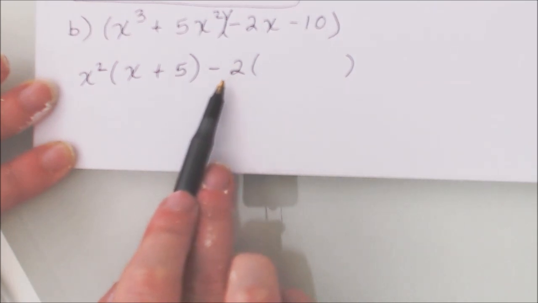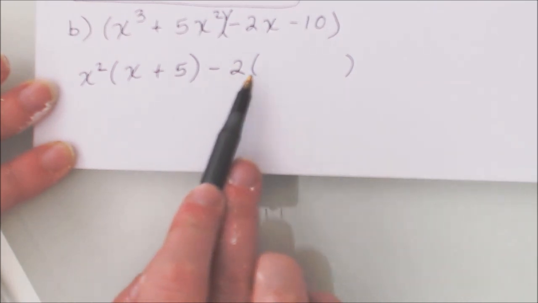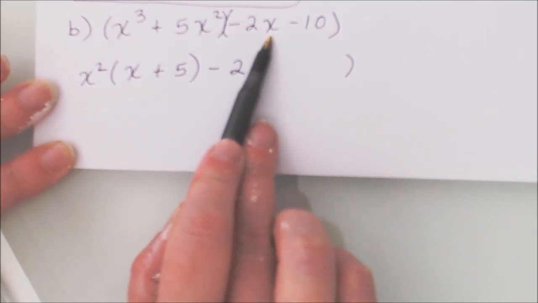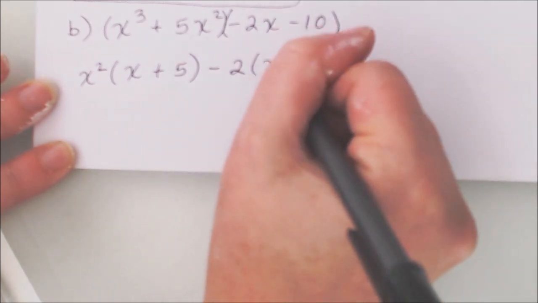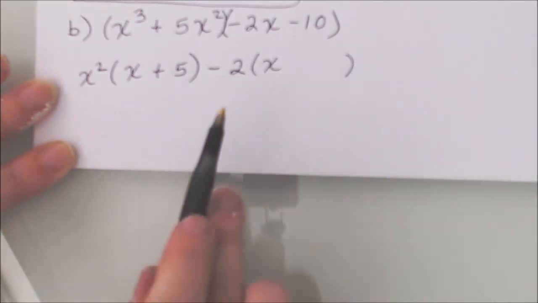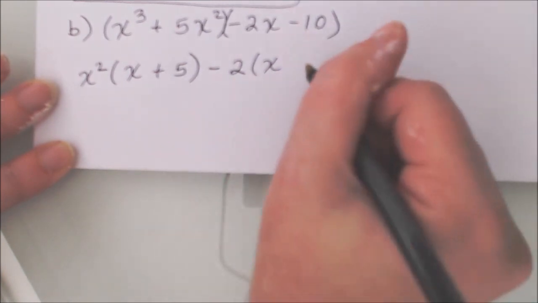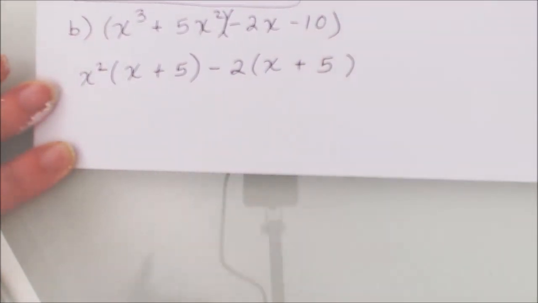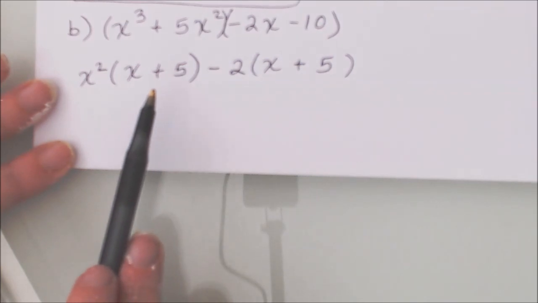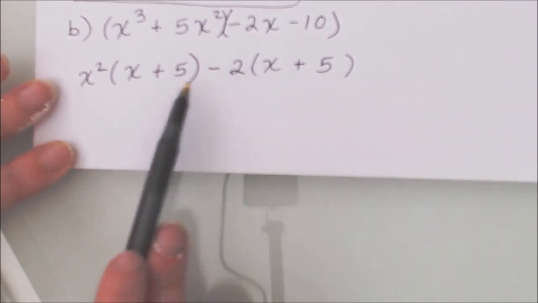So what would I need to multiply negative 2 by that would give me negative 2x? Well, that would have to be a positive x. And then also, what would I multiply negative 2 by to give me negative 10? It would have to be a positive 5. Pause and make sure you see that those 2 parentheses are the same. They're both x plus 5.